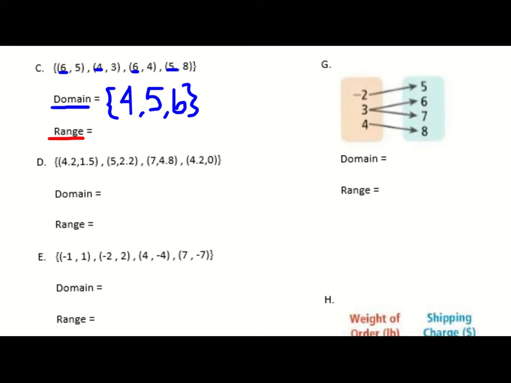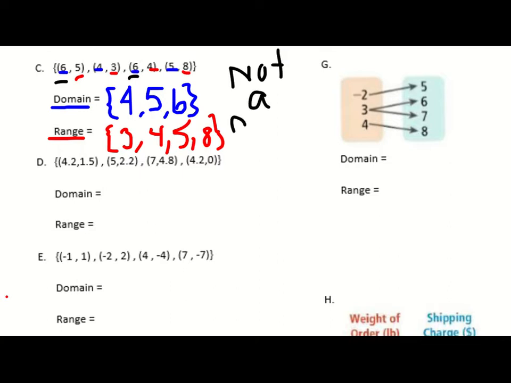And then I'm going to pick out my range, which is all my y values. So again, from least to greatest, that'd be 3, 4, 5, and 8. So I figured out my domain and range, what were my x's and y's. Now I'm looking back at my x's to determine if this is or is not a function. Well, my x's repeated a 6, so this would not be a function in part C.